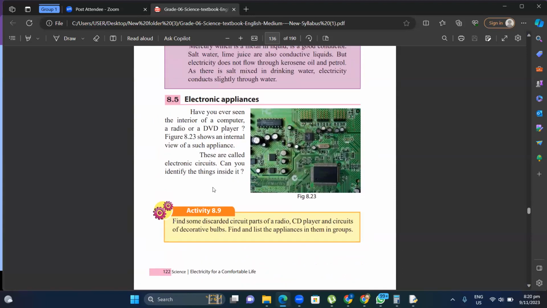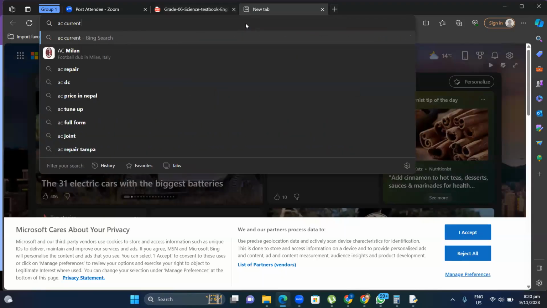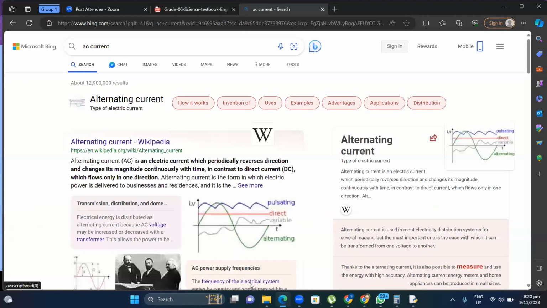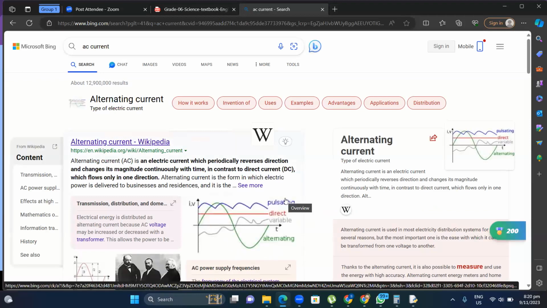So mostly our home appliances work with AC current. AC current is like, let me show this image. You can see here, it's like a sine wave. It's alternating. It goes in one direction, and then the other side, the direction changes.